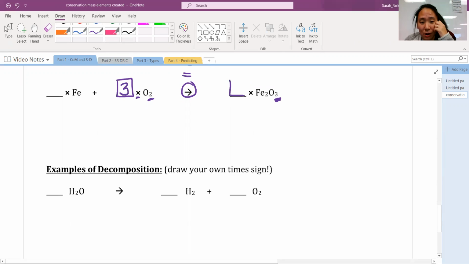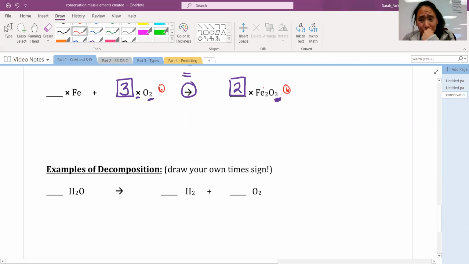So what number times 3 will get me to 6? And you're like, 2. Okay. So you can make scratch notes, like notes to yourself here. You're like, okay, I have 6 total oxygens. I have 6 total oxygens. Good, right? But the coefficients are 3 on the left and 2 on the right.